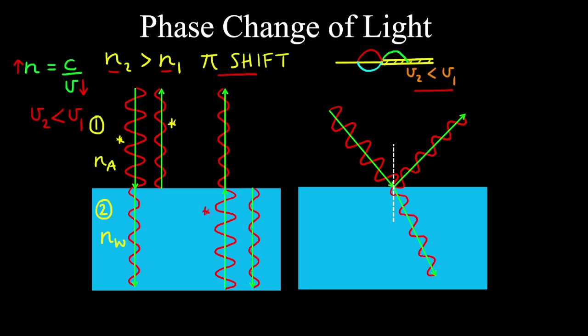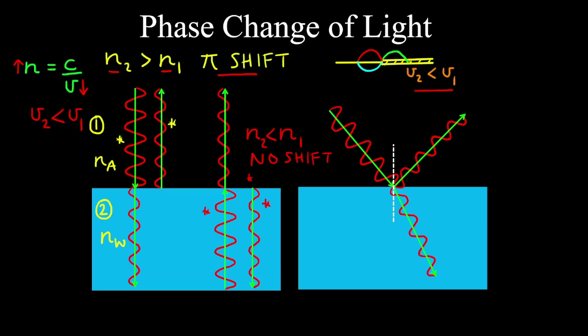Now in this case, our incident light ray is in water, and water has a greater index of refraction than air, being the medium which the light wave is reflected from. So in this case, no shift occurs. So you can see the reflected wave remains in phase with the incident wave.